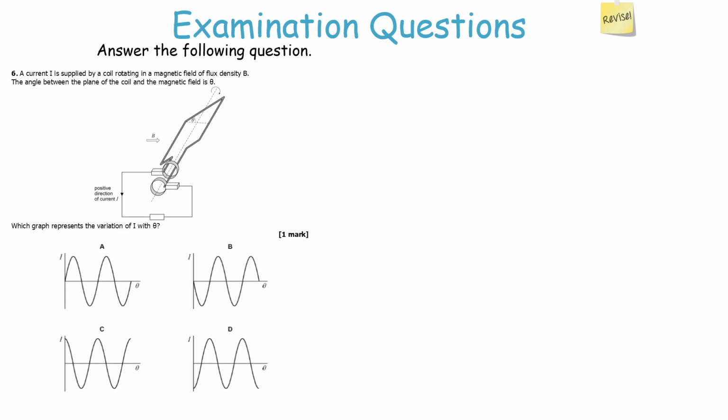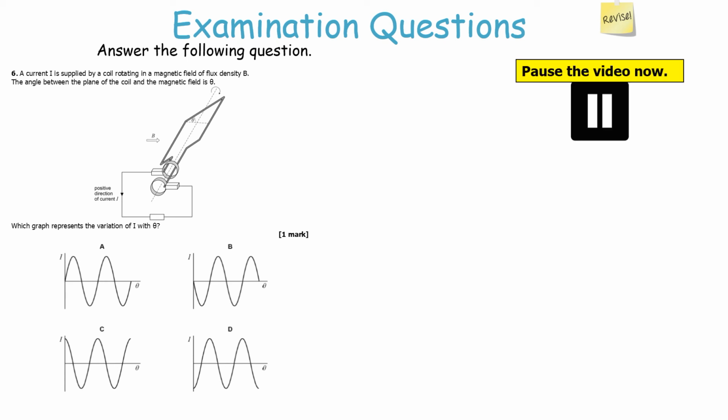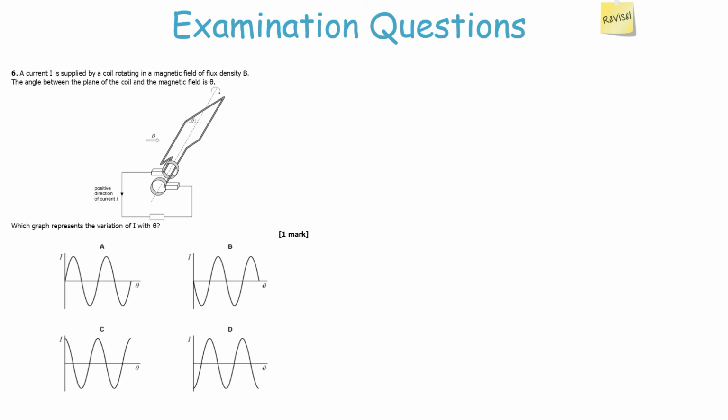Next question. A current I is supplied by a coil rotating in a magnetic field of flux density B. The angle between the plane of the coil and the magnetic field is theta. Which graph represents the variation of I with theta? So pause the video now, then unpause the video when you want to go through your answer. So, how would you answer this type of question?